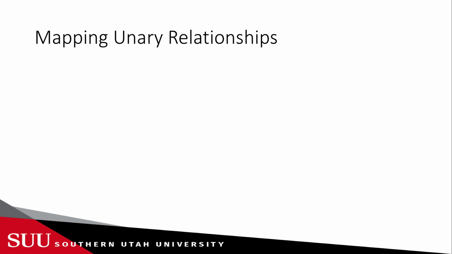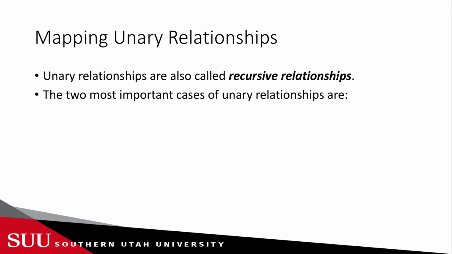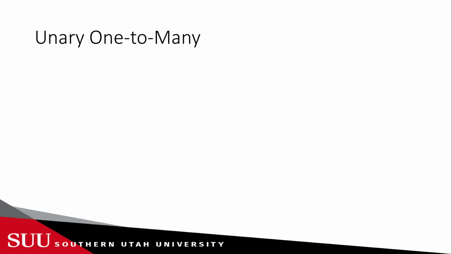Covered mapping binary relationships. We will talk about mapping unary relationships, mapping ternary relationships, as well as mapping subtype supertype relationships. We'll start with mapping unary relationships, which are called recursive relationships. And the cases that we are going to cover are one-to-many and many-to-many unary relationships. So let's start with the one-to-many unary relationship.